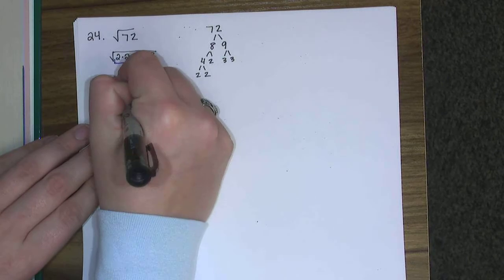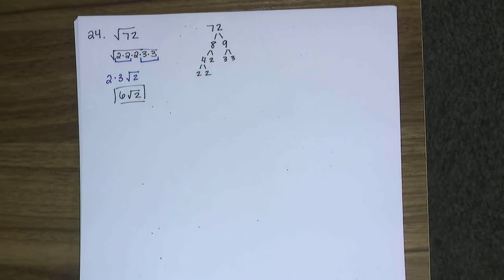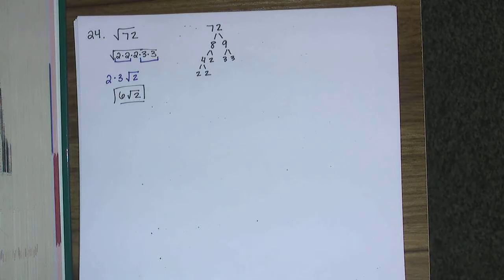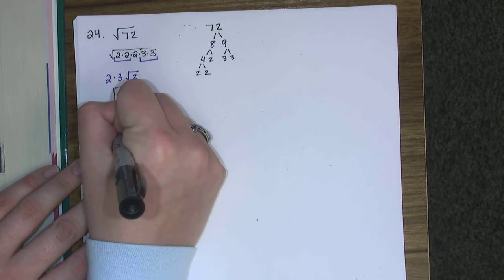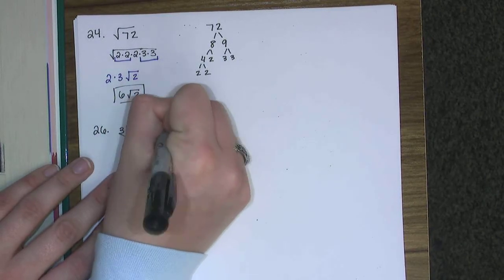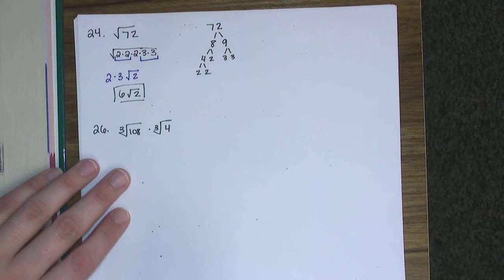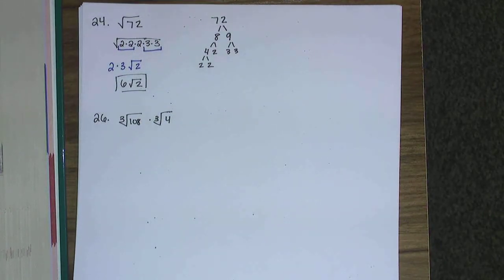Now, let's look at another one and what this looks like for that. 26. So we have the cube root of 108 times the cube root of 4. Honestly, it's irrelevant what 108 times 4 is because I'm getting ready to factor it out anyway. So I'm just going to write the factor bars for 108 and 4. Well, I know 4 is 2 times 2, so that's easy.